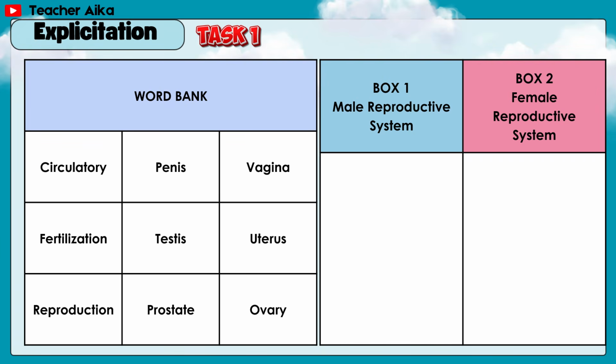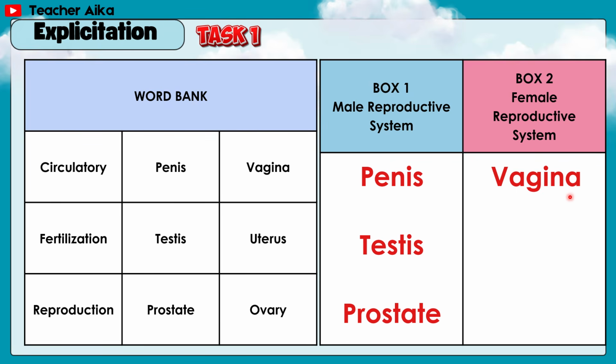And here's the word bank. Circulatory, fertilization, reproduction, penis, testes, prostate, vagina, uterus, and ovary. Now, let's answer box 1, male reproductive system. Penis, testes, and prostate. Now, let's go on with box number 2, female reproductive system. Vagina, uterus, and ovary.